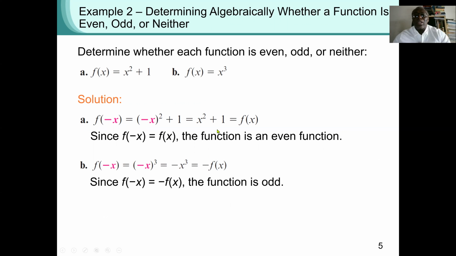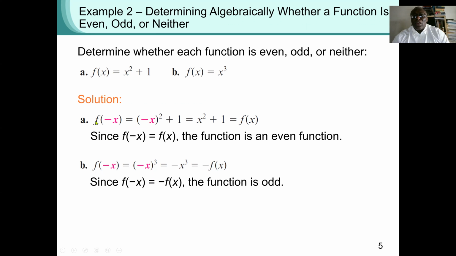Here they say we should determine whether the functions f of x equals x squared plus 1 and f of x equals x cubed are even, odd, or neither. We are going to test it. What makes a function even is if f of negative x is equal to f of x. So if f of negative x gives us x squared plus 1, then the function is an even function.